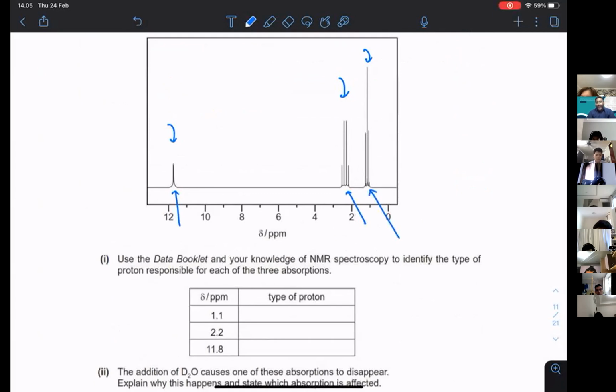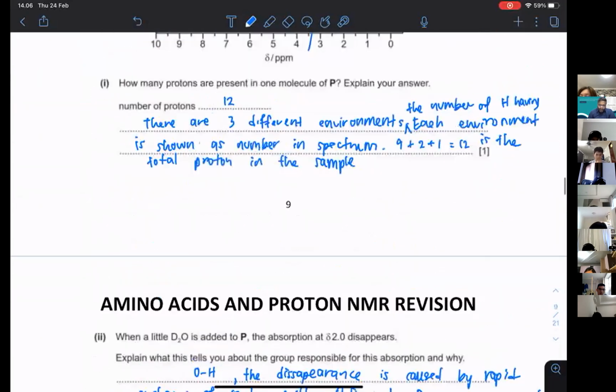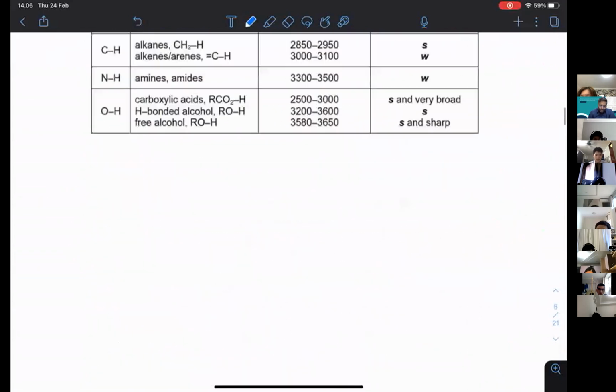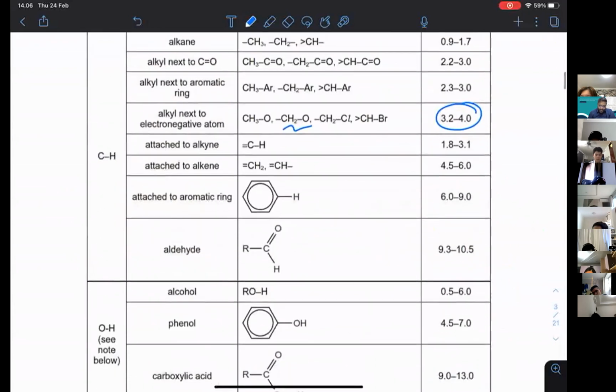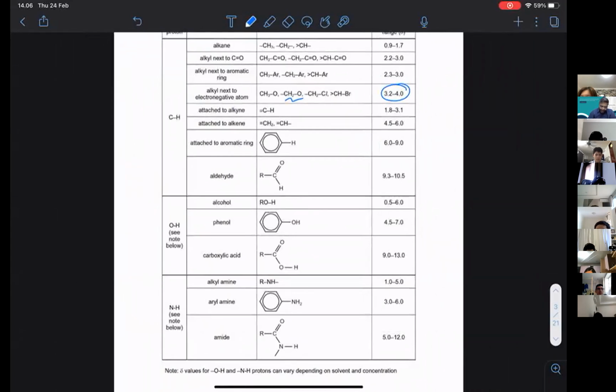The moment I see something that is a single peak, with no splitting, most likely it belongs to NH or OH, but we don't know. Let's check whether it's true or not. It's close to 12. So let's see whether you have something close to 12 over here for proton NMR. If I go through here, I can see NH close to 12, and I can see OH also close to 12, around here. The rest, I don't see anything that is close to 12.